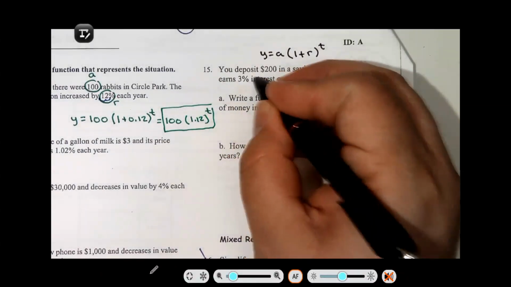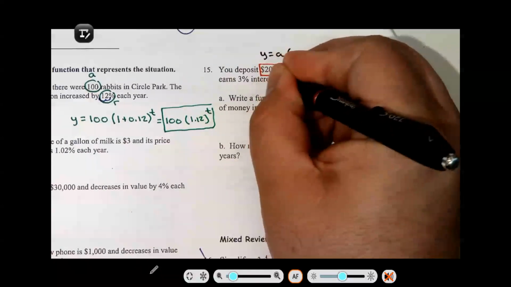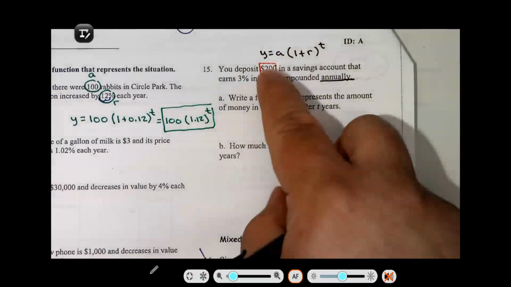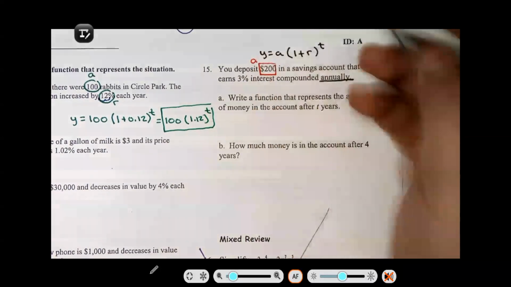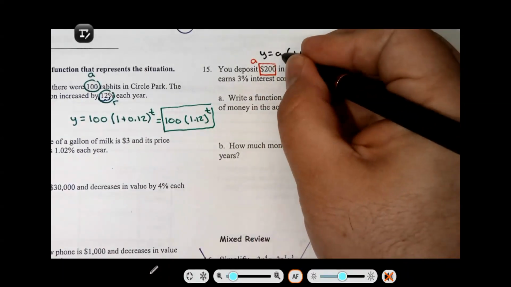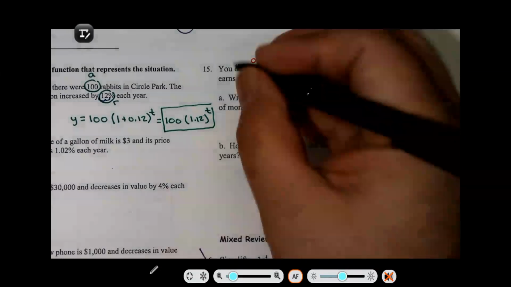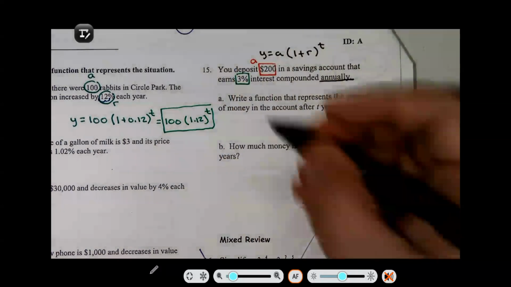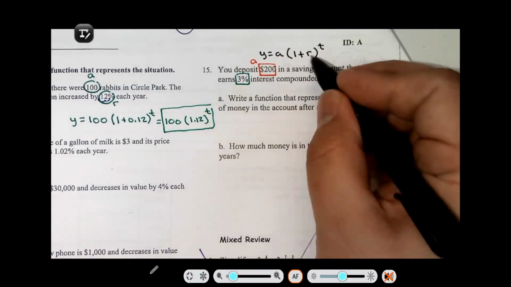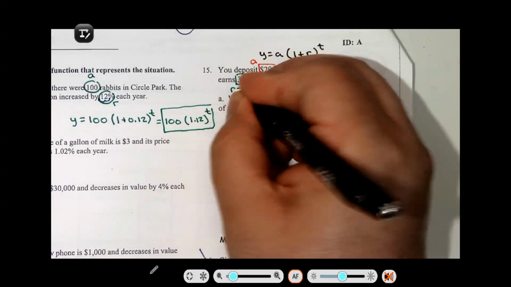So I'm going to deposit $200 in a savings account. All right, so we got our first number. But remember, that's what I'm starting my savings account with. Well, then that's your A value. Your A value is your initial amount. It's what you start with. Then there's another number involved here. They said 3%. Well, percentages, according to our notes from Monday, represent our R. That's our rate. So the R is 3%.